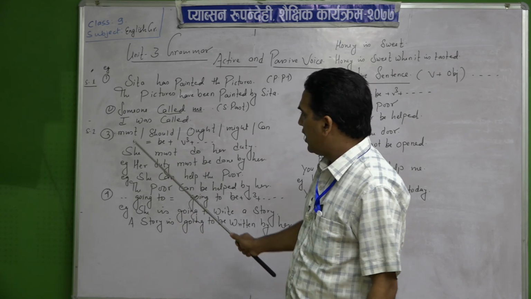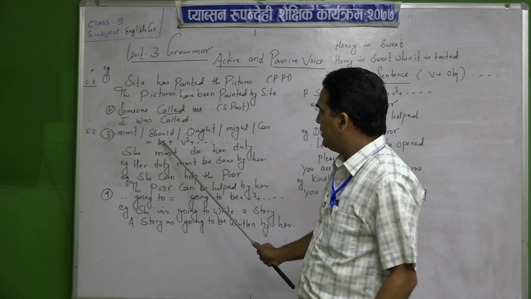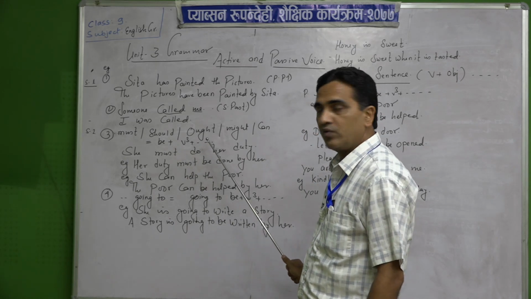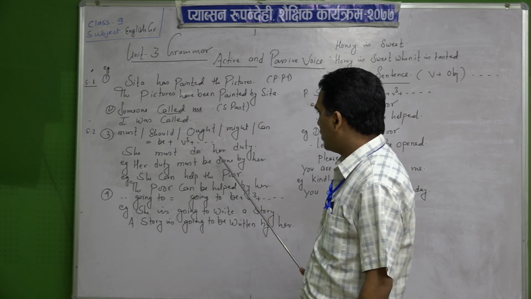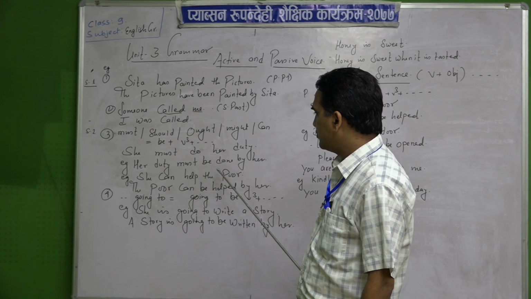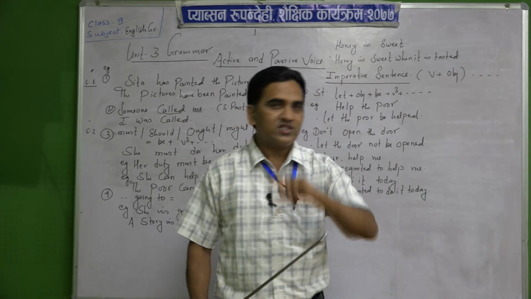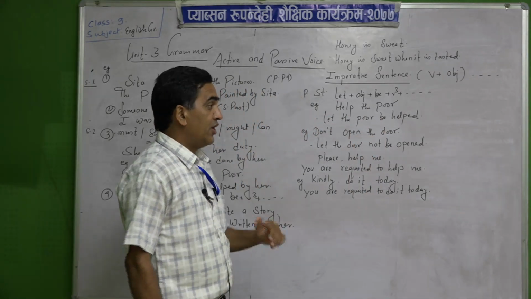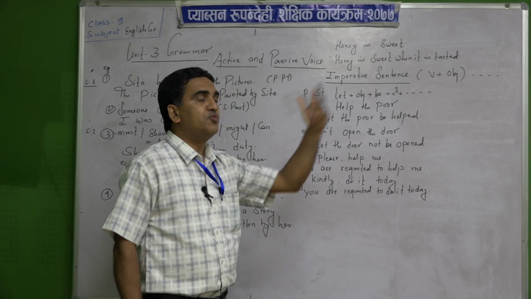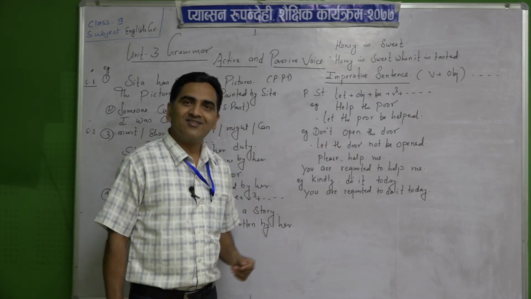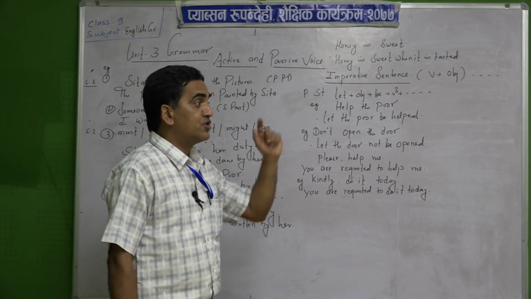And when there is must, should, ought, might, can, or other modal verbs, after the third form and the remaining words we write in passive. She must do her duty. Her duty must be done by her. She can help the poor. The poor can be helped by her. And what is the structure of "going to", my dear students? Going to should be changed into going to be. Ought to be, should be. You have to remember.